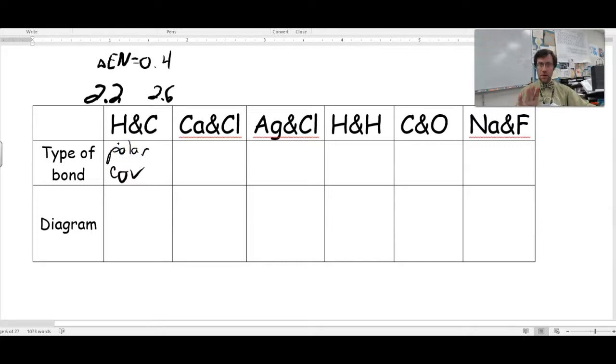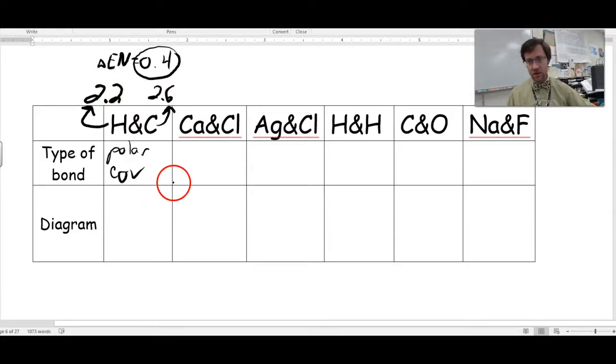See how that worked? I went to table S. I got the electronegativities for each element, and I used subtraction to find the difference. In this case, the difference is 0.4 covalent, but specifically polar covalent. So these bonds are going to be slightly polar covalent.